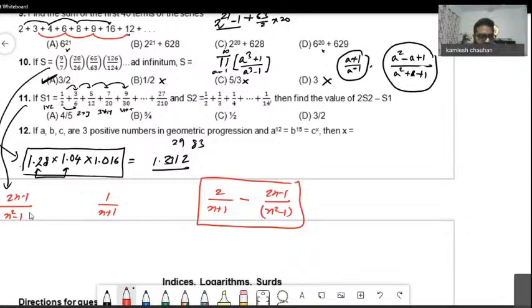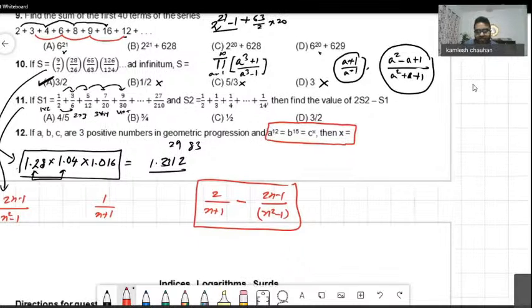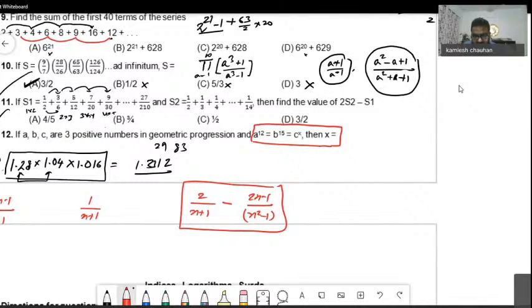Question number 12. A, B, C are three positive numbers in geometric progression. A power 12, B power 15, and C power x. These are equal. Then we have to find what is the value of x. Anyone, this type of question again काफी probable question रहता है.